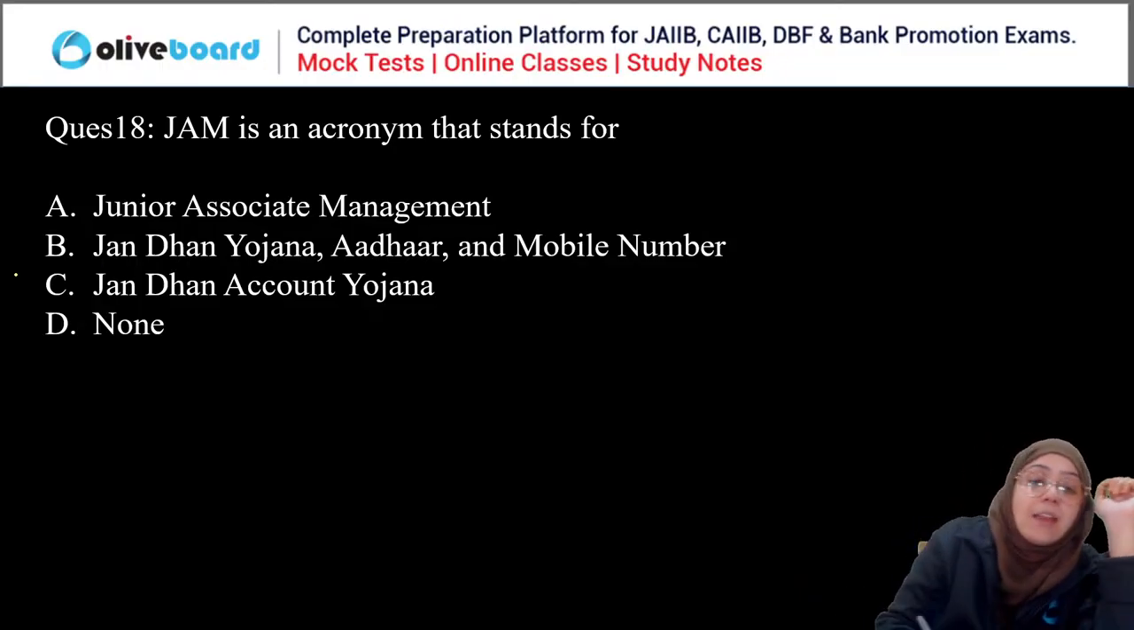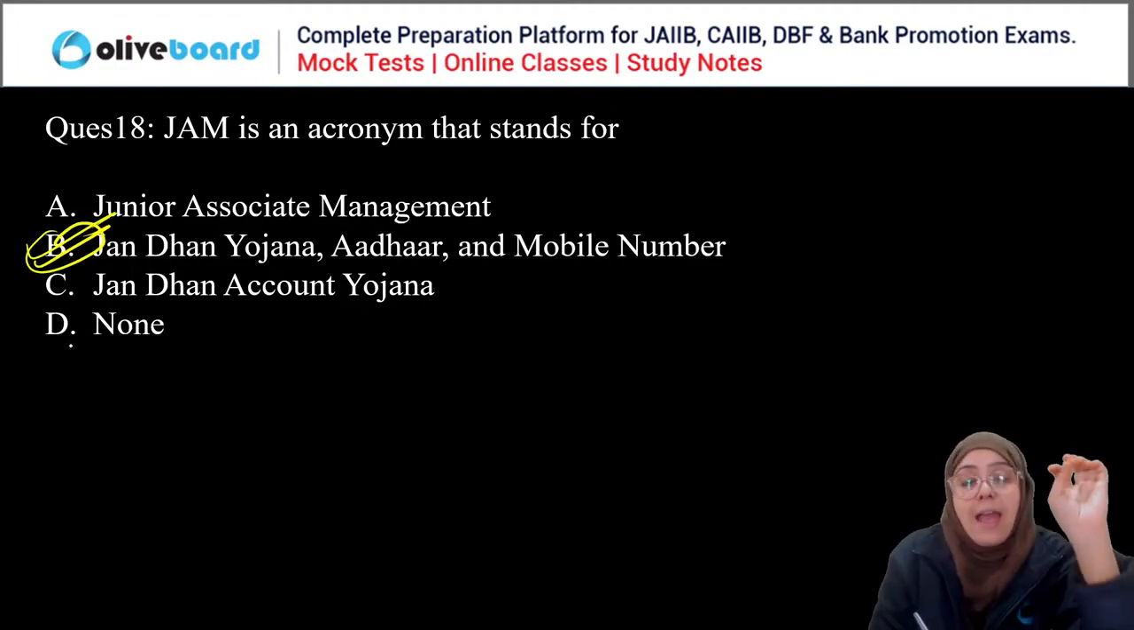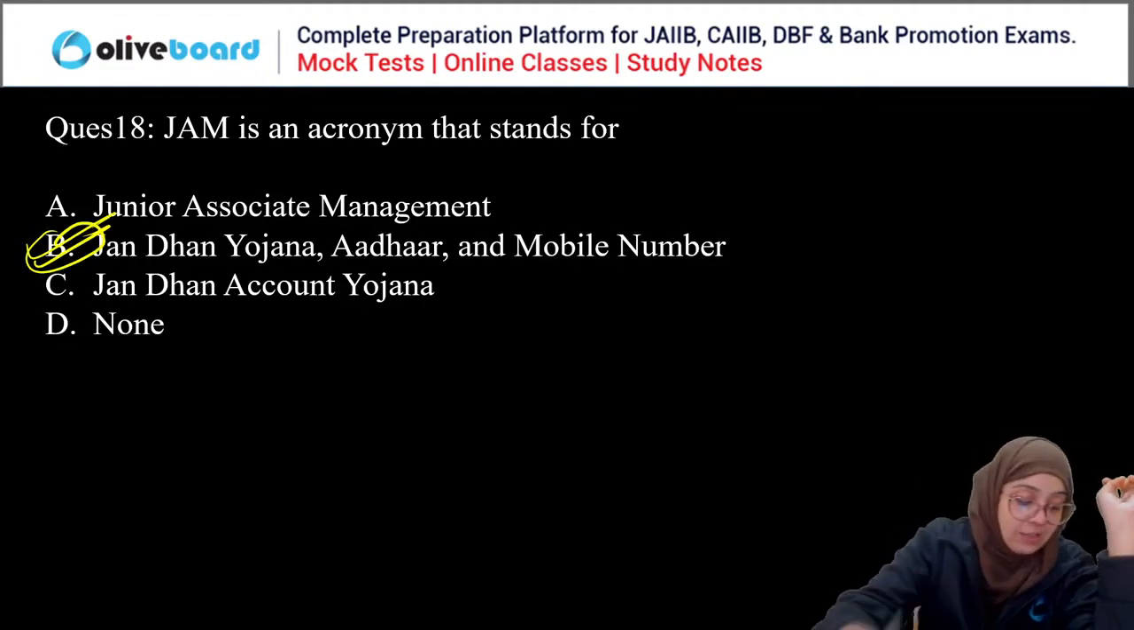Jan Dhan Yojana, Aadhaar and mobile number. True. So this is a triad. Jan Dhan Yojana, Aadhaar and mobile number. That is called the JAM, right?